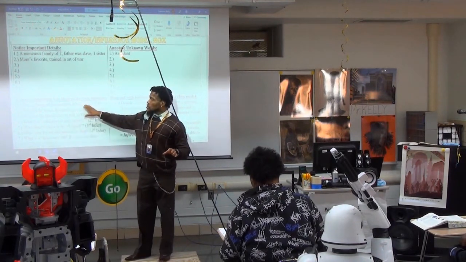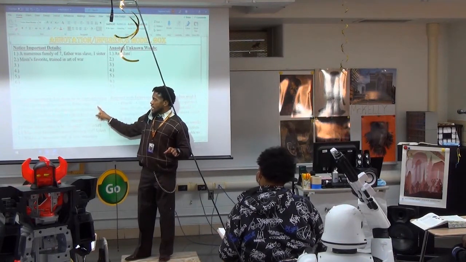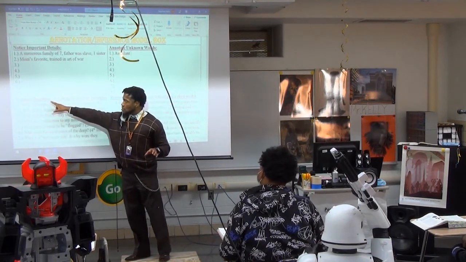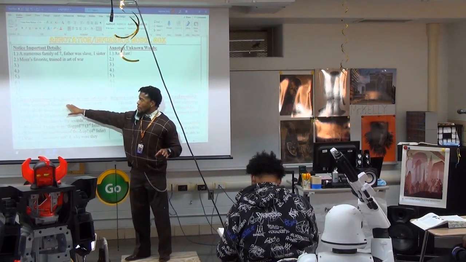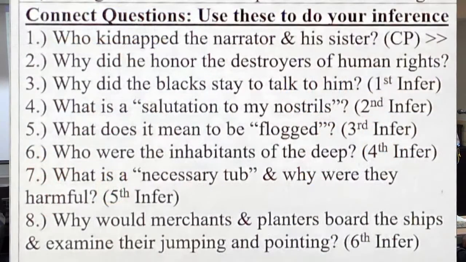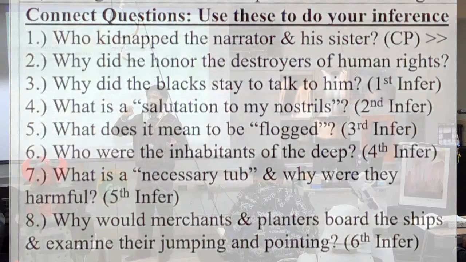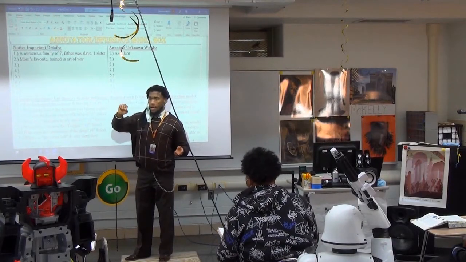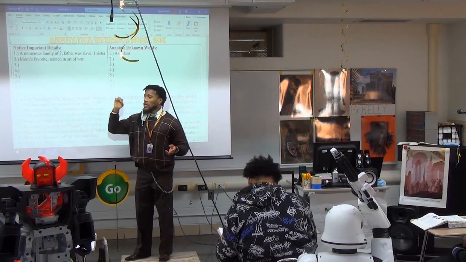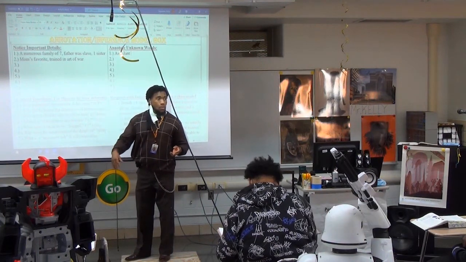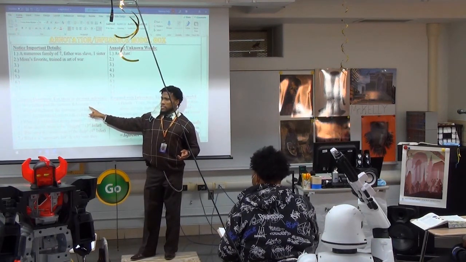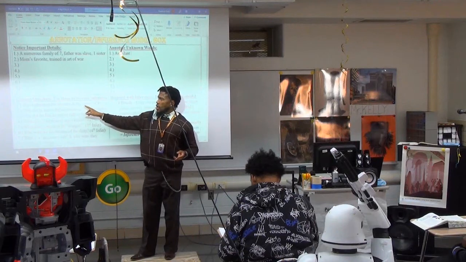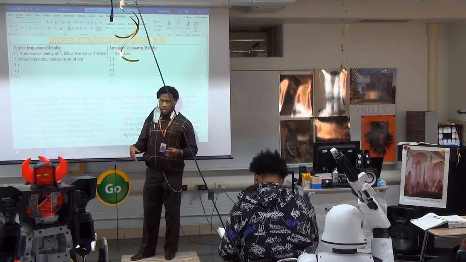Okay, so the first one that you should have on your paper is for the class practice. You should have under connect questions, write this down, Gilmer, in your lower left-hand box: Who kidnapped the narrator and his sister? So we've already made one inference. Well, we've made a number of inferences. Write this down, please, in the lower left-hand box. We've already made a number of inferences from number 1. And we've already written, is that right? Didn't we already write this down? Yeah. So, everybody wrote it down except for Gilmer.